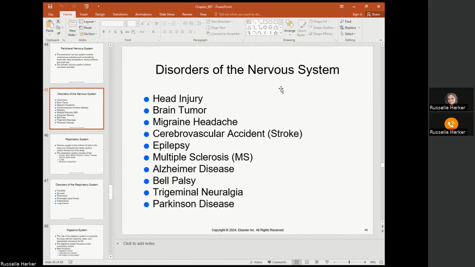These are some diseases of the nervous system. As you see, head injury can be a disease or a disorder. There are a lot of things here that can be a disease or a disorder.